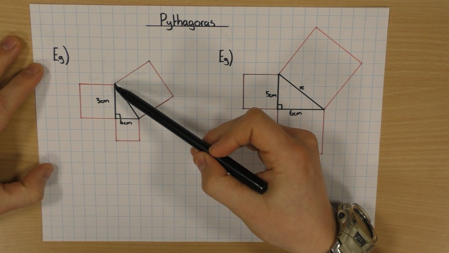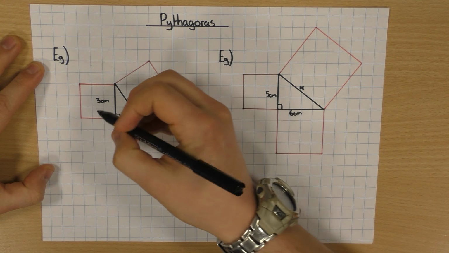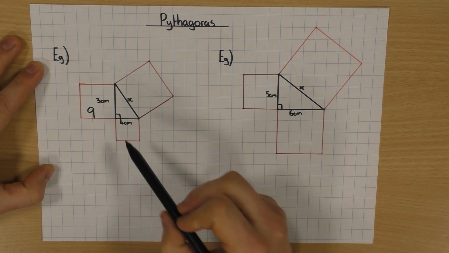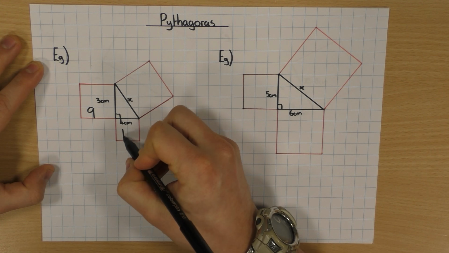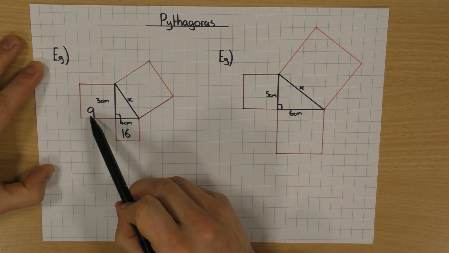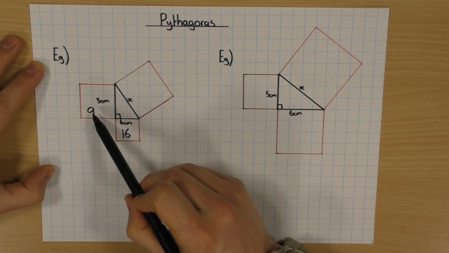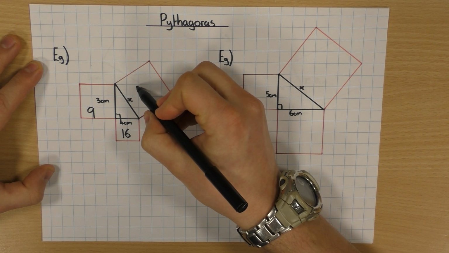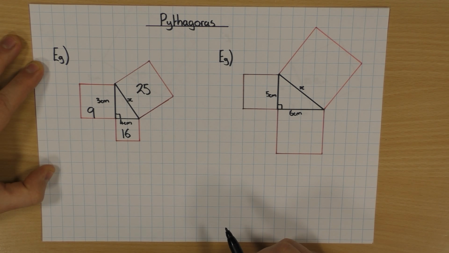If this length is 3, then the square would be 3 times 3, and that would be 9. So the area of this square would be 9. If I work out the area of this smaller square here, if that length is 4, 4 times 4 is 16. So the area of this one is 9, the area of this one is 16. And Pythagoras tells us that if I add these two together, I'll get the area of the bigger square. So 9 add 16 is 25. So the area of the bigger square is 25.